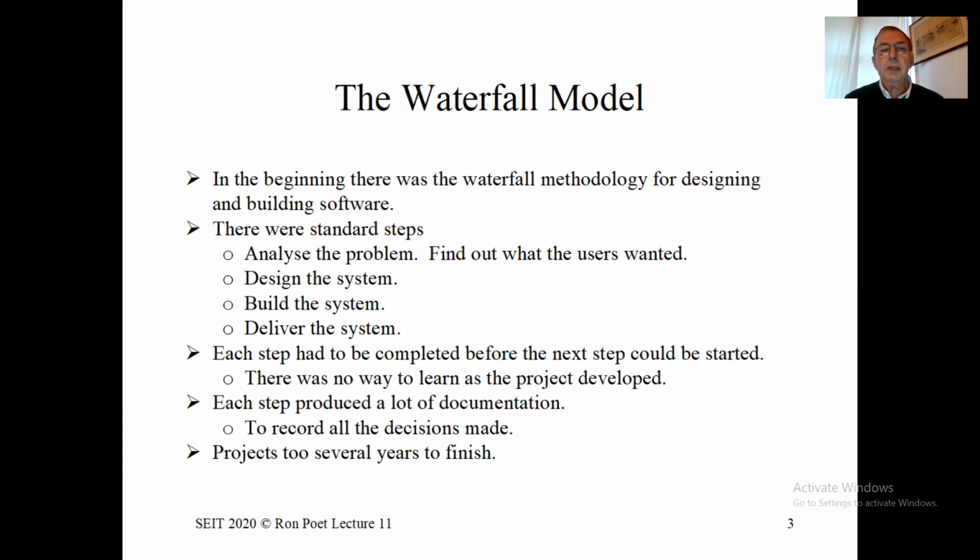And the reason it's called the waterfall model is that it's like a river with a series of waterfalls. And so you could happily go up and down the stretch of the river, but if you went over the waterfall, that's it. You're on a new stretch of river and you couldn't go back up to the first stretch. So there were four main steps. Analyze the problem, find out what the users wanted, then design the system, then build the system, and then deliver the system. And each step had to be completed before the next step could be started.